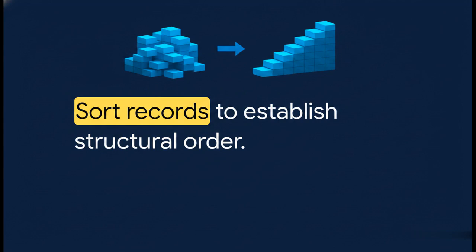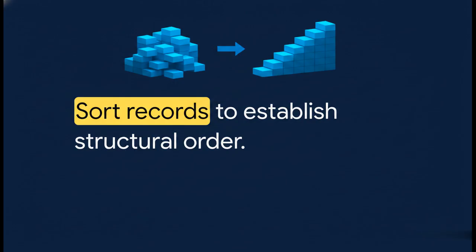And right along with transformation, we need to sort our records to establish some structural order. It gives the data a logical flow, whether that's alphabetical, chronological, or numerical. It sounds super simple, but having records in a clear sequence makes it infinitely easier to analyze downstream and spot any lingering weirdness.